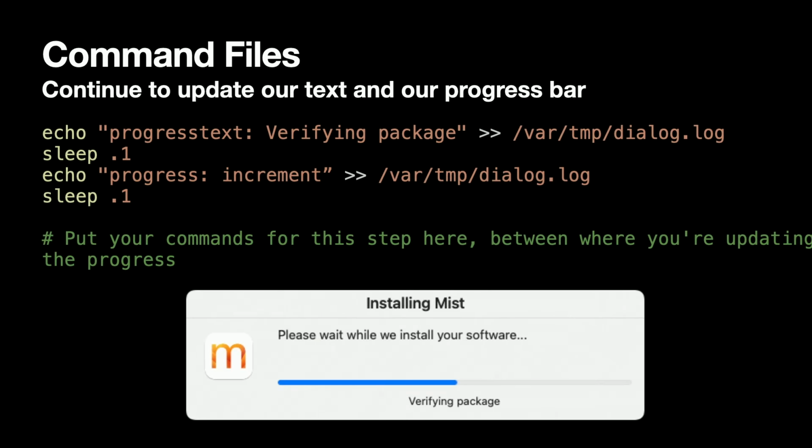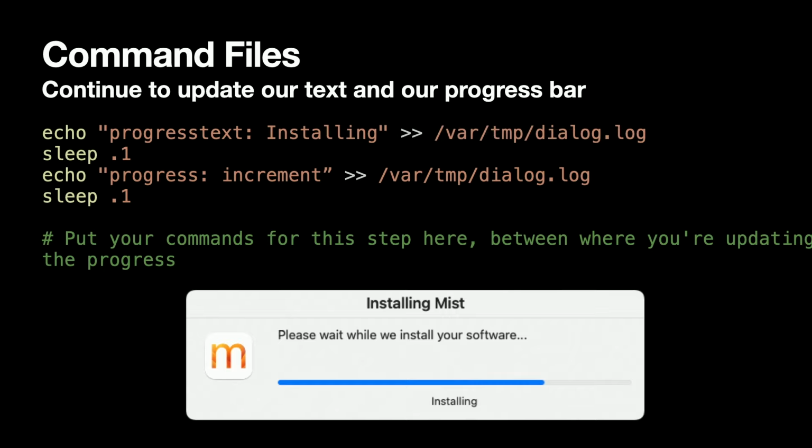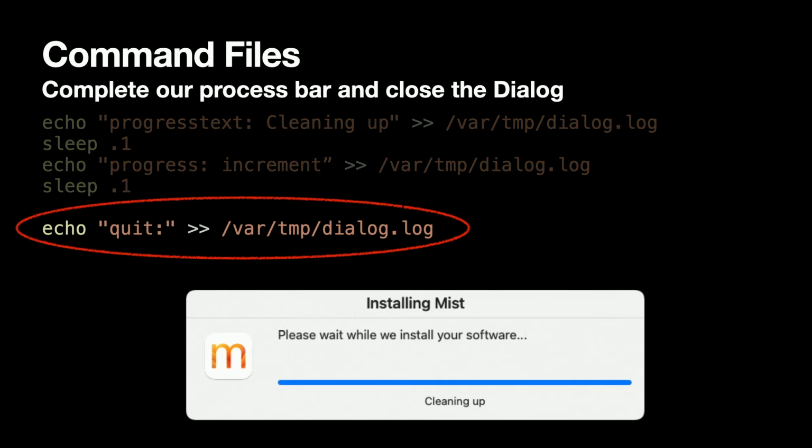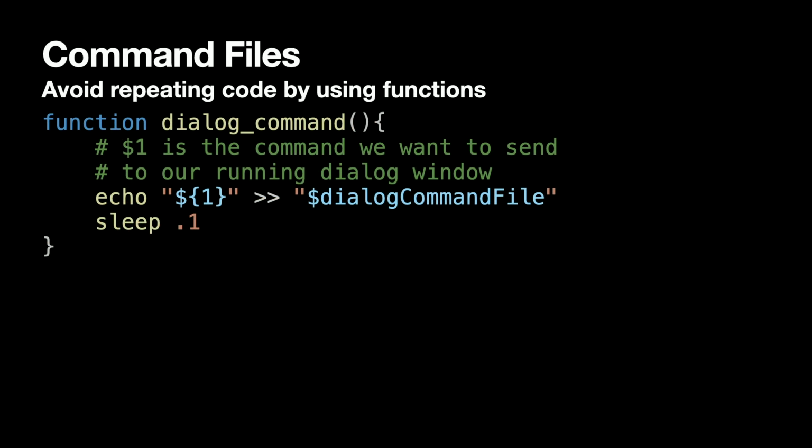And I keep doing this basically in between the steps where I download the package, verify the package, install the package. I'm sending those updates to the command file so that the user knows what's going on while it happens. And now we're installing, and now we're cleaning up. So I'm done with my script, but that swiftDialog window is still open because I told my script to forget it exists, right? I can send a quit command to that command file, and it closes the open window.